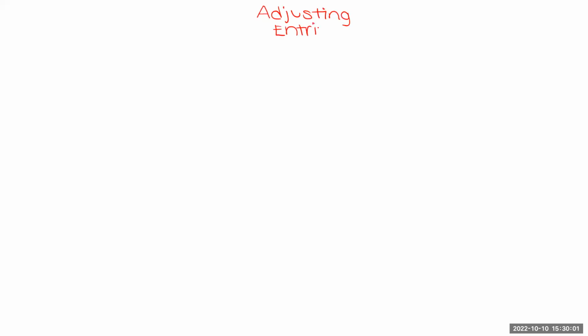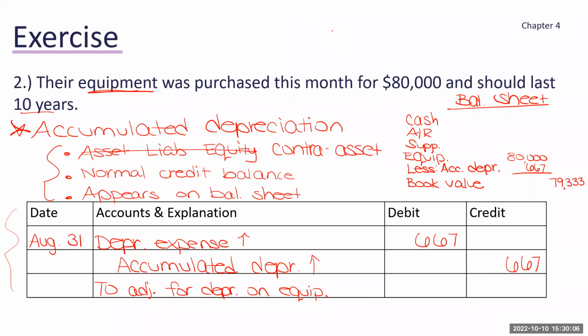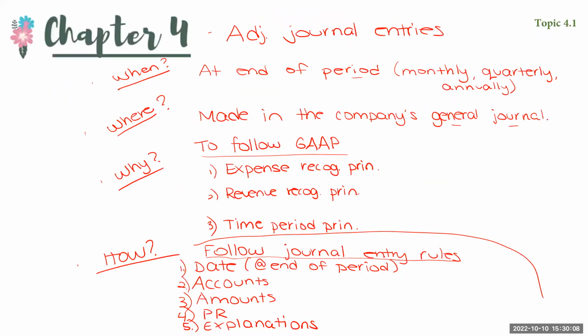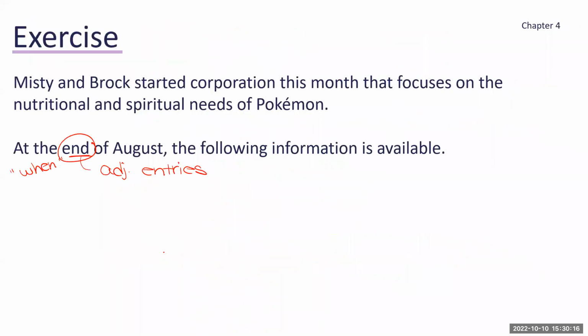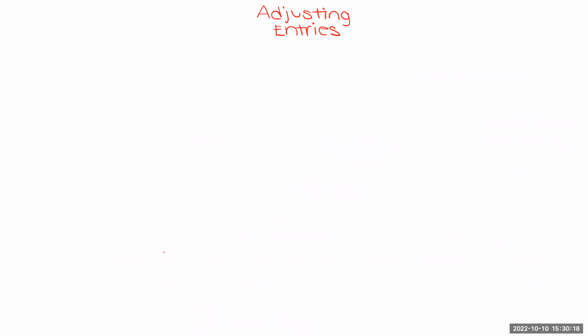So when we talk about the adjusting entries, we already learned about the when, the where, the why, the how. We've talked about that. Now it's going to just get more to the nitty-gritty of the journal entries. So that's what this summary is for here.